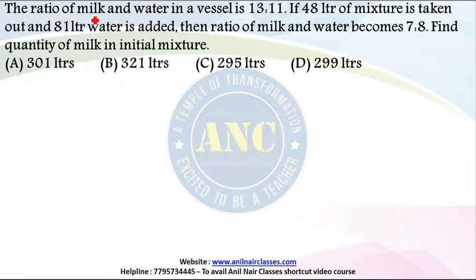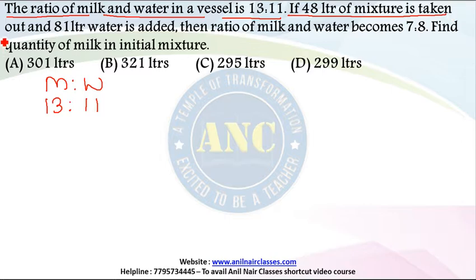Please see another question for your better understanding. The ratio of milk and water in a vessel is 13:11 initially. If 48 liters of mixture is taken out, the ratio at present will also be 13:11. The ratio will not change, according to the key point we have discussed. The ratio will still be 13:11.